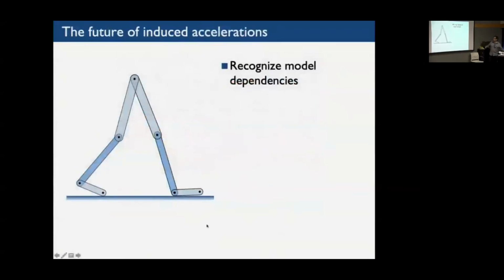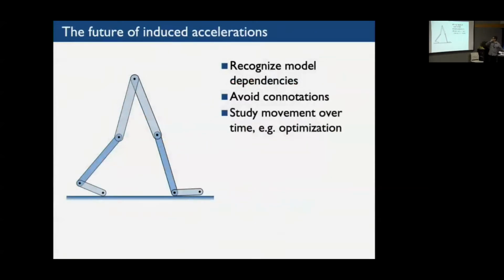Okay, so I'm just giving a final summary. We want to recognize model dependencies. We want to avoid connotations. And we want to study movement over time, not as a snapshot, for example, using optimization. And then we want to perform more and better experimental tests where we're actually testing predictions.